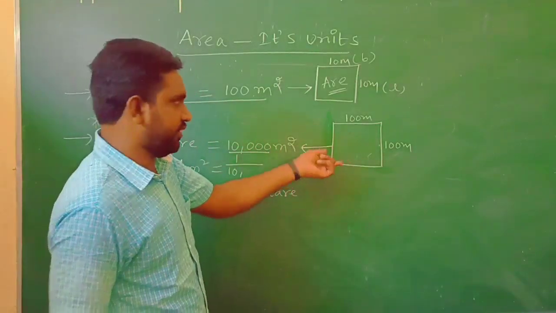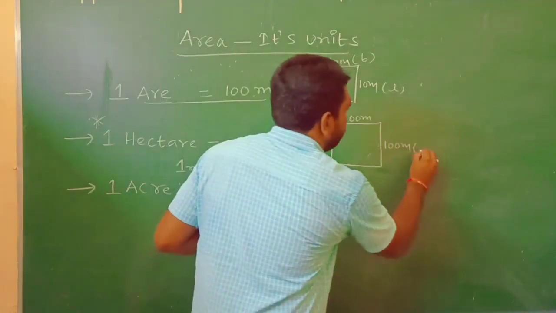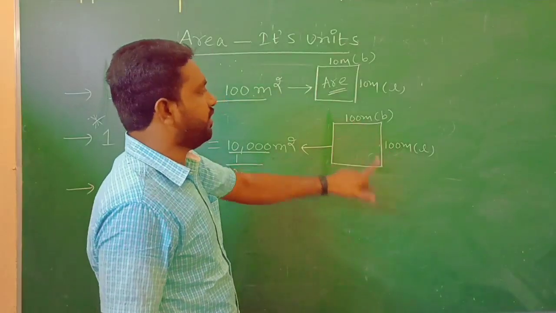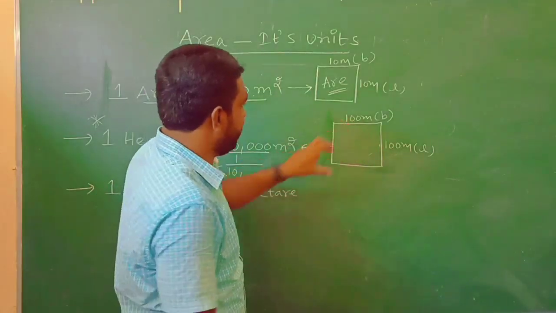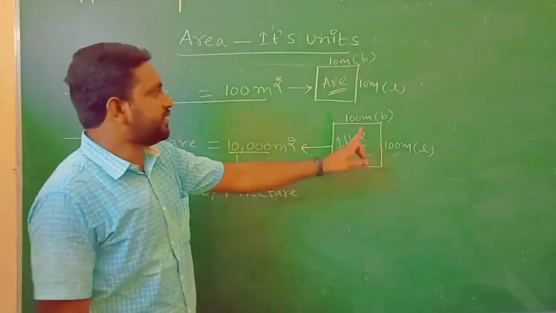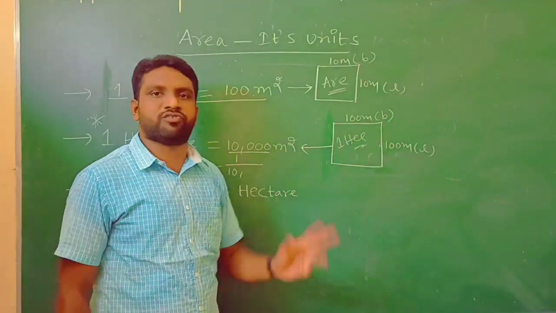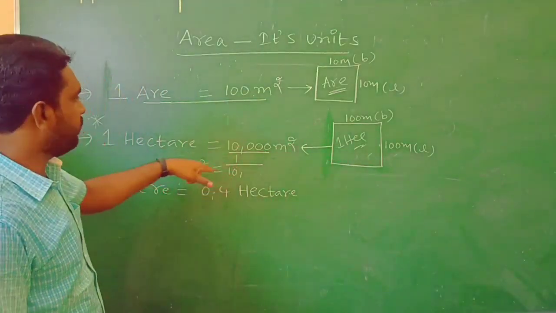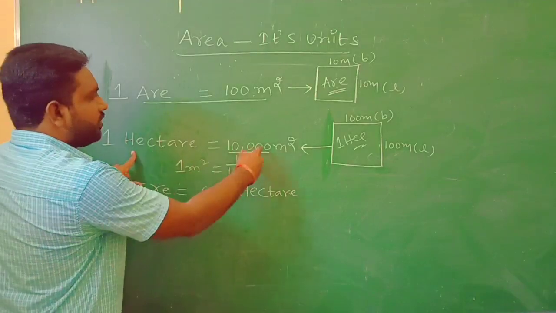I will explain here with the help of a diagram. If the length and breadth of a field become 100 meters and 100 meters, then automatically its area becomes 1 hectare. Why? Because 100 into 100 is 10,000, meter into meter, meter square, 10,000 meter square. That is said to be 1 hectare. And from this we can also write 1 hectare equals 10,000 meter square.